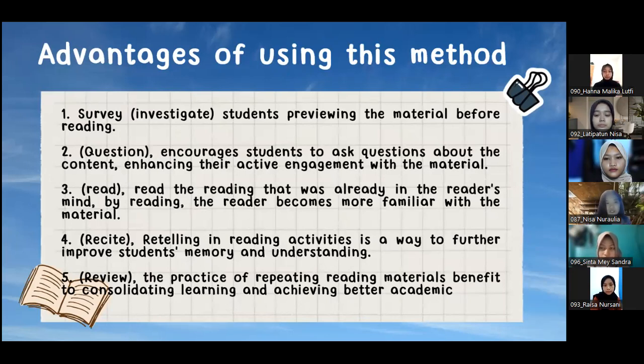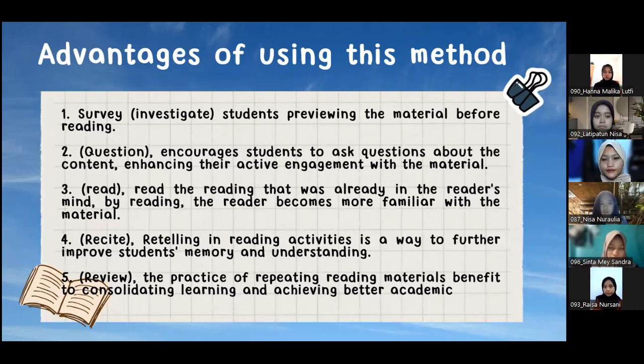Here we have survey, question, read, recite, and review. The first one is survey or investigate. Students preview the material readings. The second is question. Question encourages students to ask questions about content, enhancing their active engagement with the materials. And the third is read. Read the reading that was already in the reader's mind. By reading, the reader becomes more familiar with the materials.